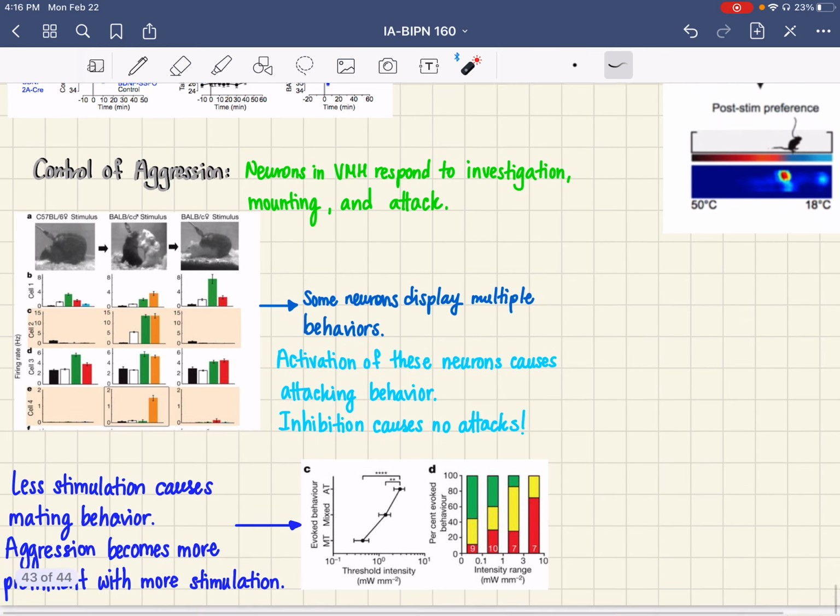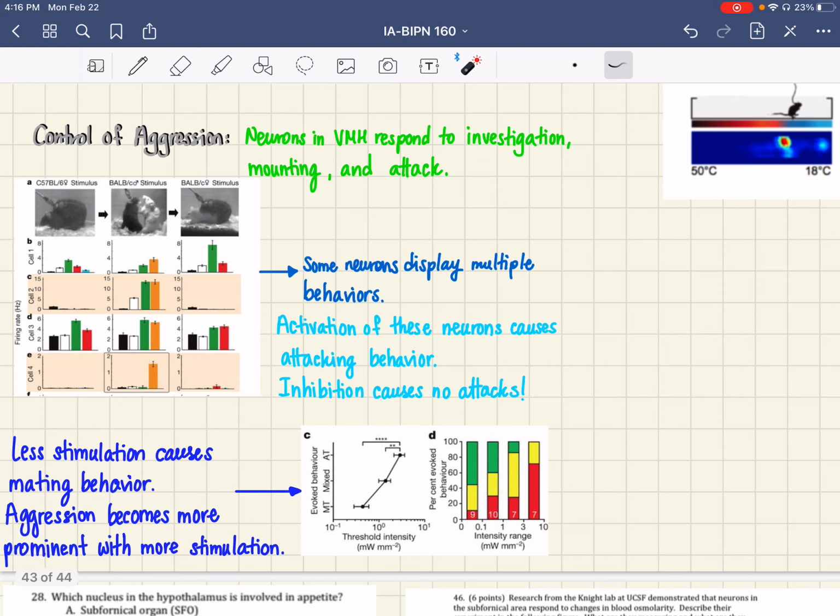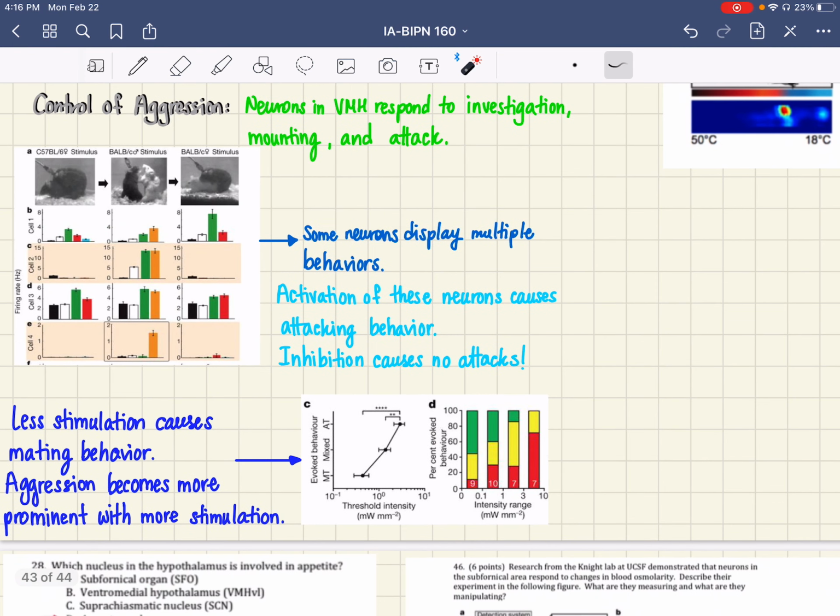And so the more important point here in this experiment would be that some neurons display multiple behaviors. So, for example, in this cell number 3, we can see how this cell can respond to mating when there's a female, and it can also respond to aggression when there's a male, right, in this experiment. So this tells us that each neuron does not display only one type of behavior. It displays a few types of behaviors.